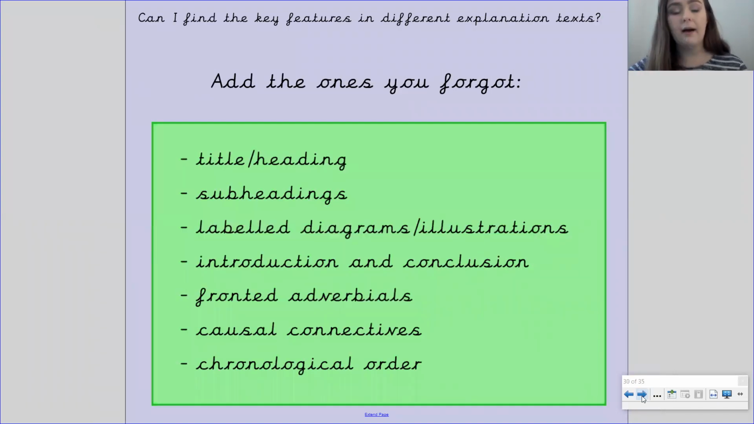Okay, so here are our key features. Make sure that you add the ones that you forgot because this is going to help you with our task. So you need a title, subheadings, labeled diagrams or illustrations, an introduction and conclusion, fronted adverbials, causal connectives, and it should be in chronological order. If you need to add in any of the ones that you forgot, please do that now.